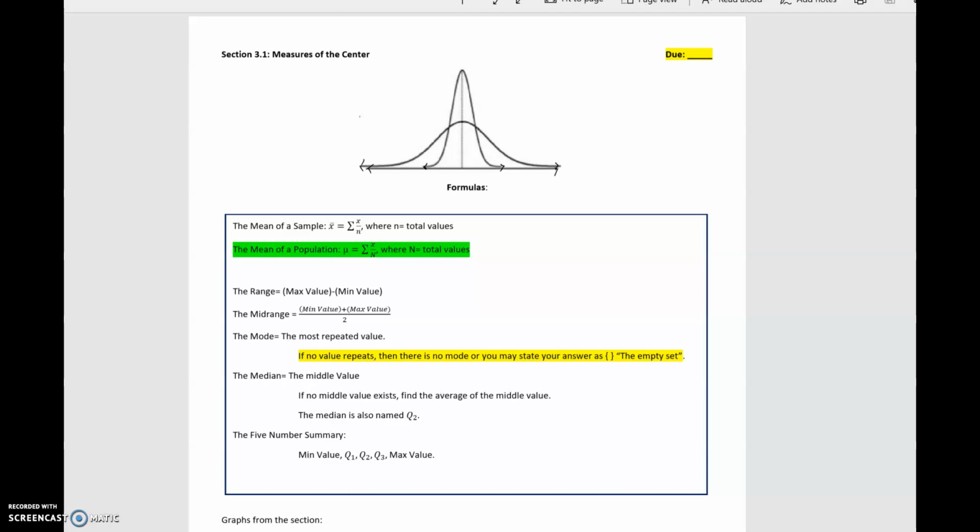Hi class, in this section we're going to talk about measurements of the data set. For the first portion of the lecture, we're going to be talking about measures of the center. What that means is you're going to have some sort of distribution. Most of these are going to be bell shaped, or we're going to assume that they're bell shaped. And then here's the idea.